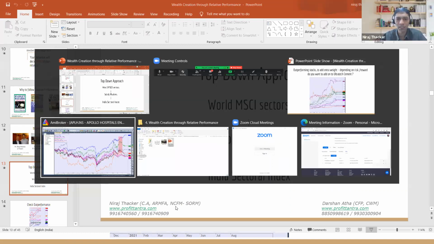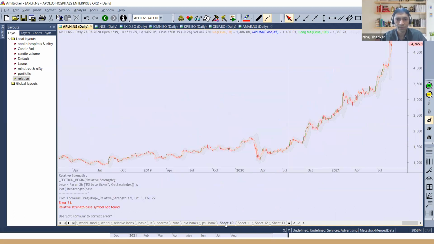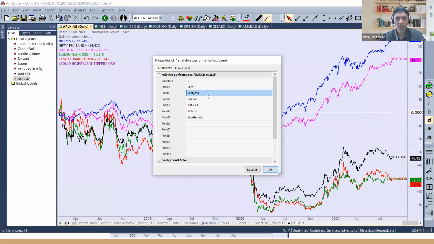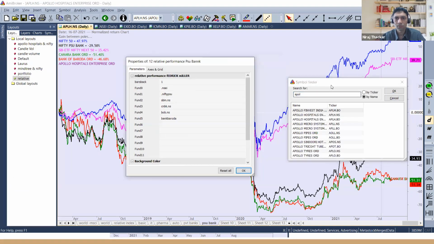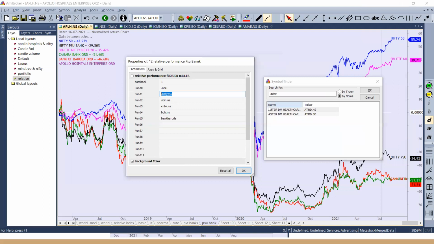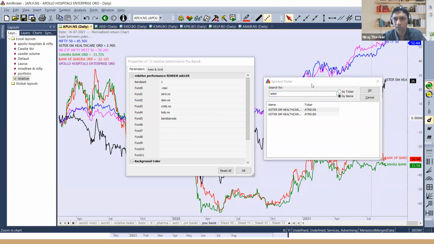Let's take one live example now, since you have taken that. Say for example, I'll remove all these PSU banks. Aster DM you're telling, correct? So I'll take ATRD.NS. Then Apollo Hospital, APLH.NS.